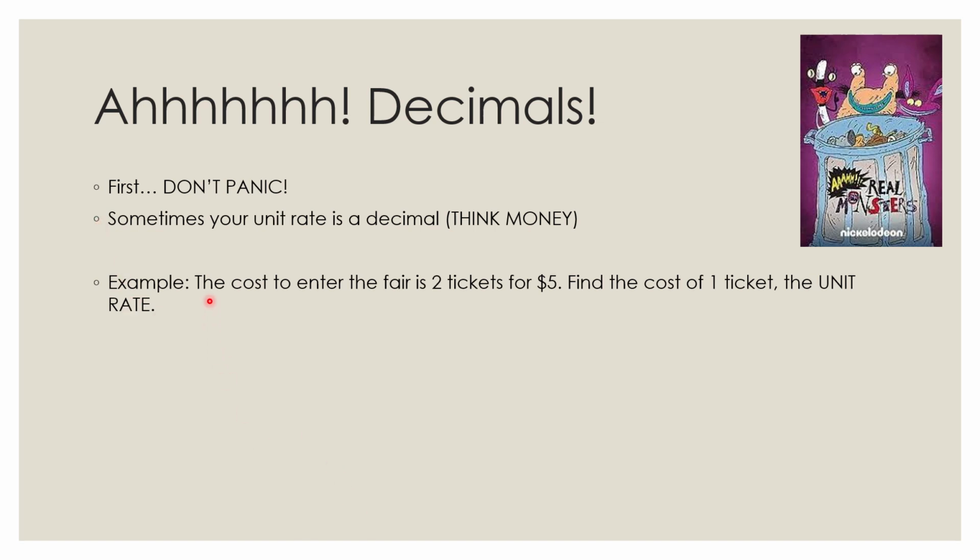If we have the cost to enter the fair is 2 tickets for $5. Find the cost of 1 ticket. We need the unit rate, 1 ticket. So check this out, guys. If we have to find Miss Hill's digital pen. There it is. Okay, so if we have $5 for 2 tickets, but I need to know how many dollars for 1 ticket.